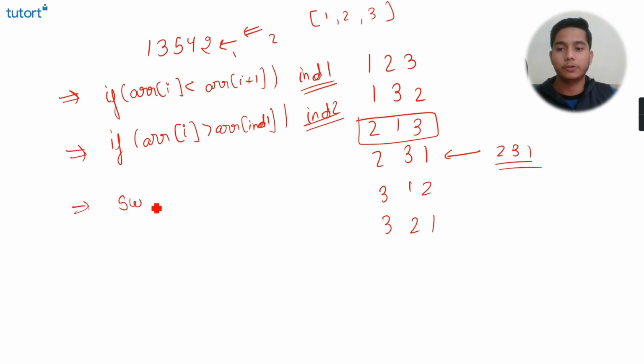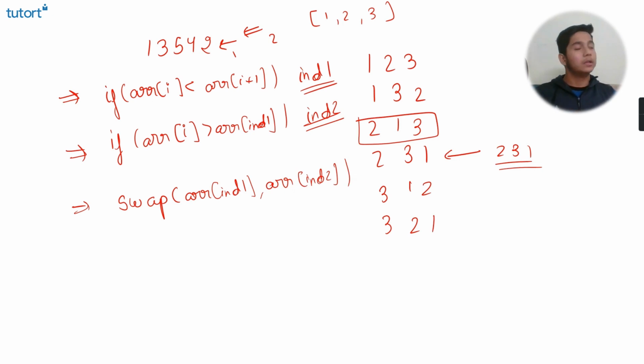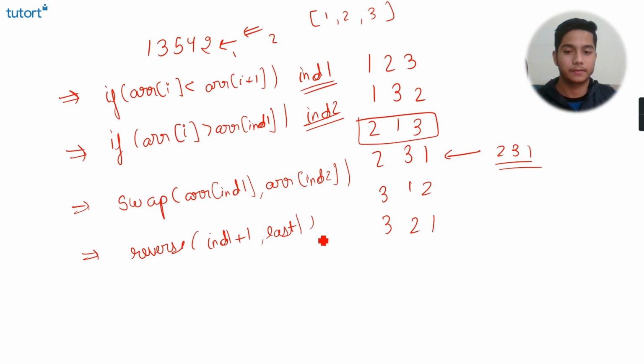Now step 3 is what you have to do: you have to swap ARR of IND1 and ARR of IND2. Cool. Now after swapping, what you have to do is reverse from index 1 plus 1 to the last of ARR, right? So these are the 4 steps that you have to perform in order to get the next permutation.